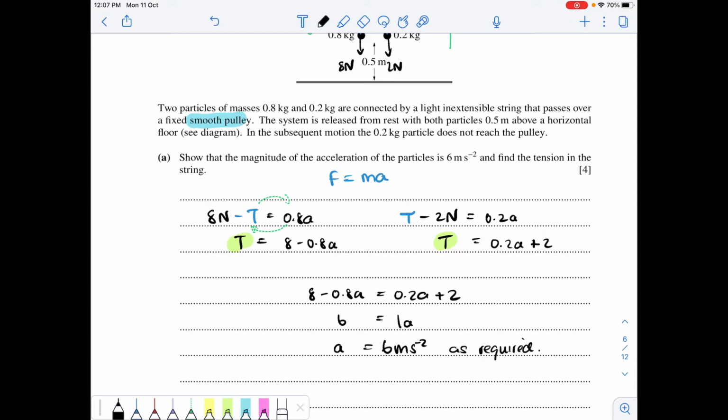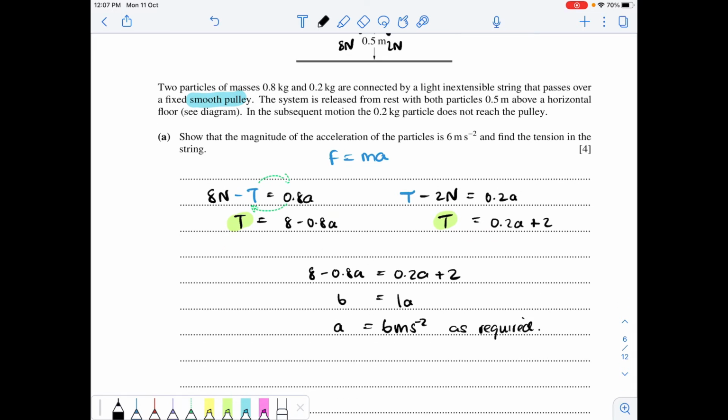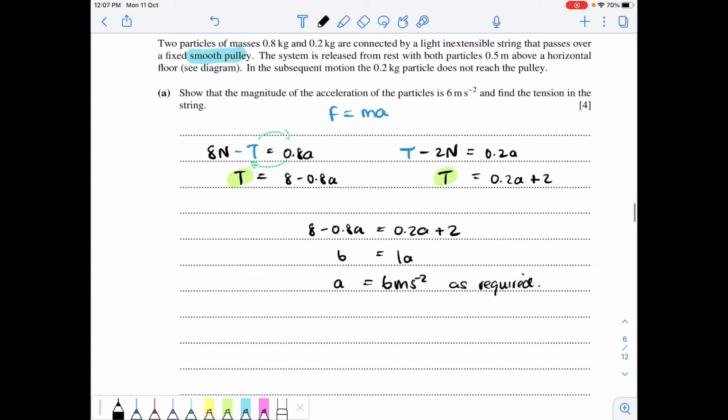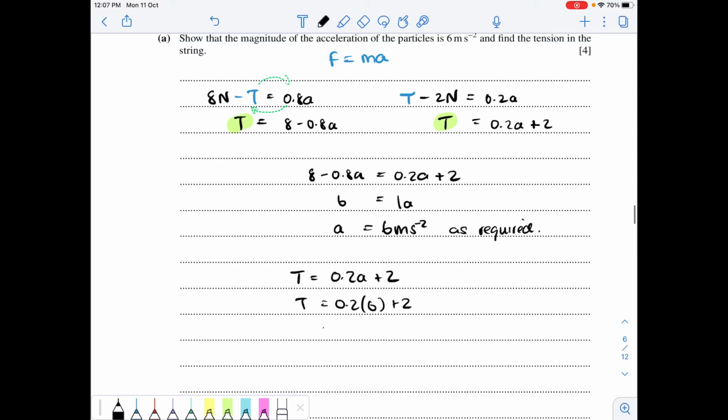Right, all we need to do now is find the tension in the string, and from the highlighted green part, you can see we have two equations that we can use. So you can use either one. So I'll use the second one. So I'll say that T is equal to 0.2a plus 2. We know that a is equal to 6. T is equal to 0.2 times 6 plus 2. That's going to give me 1.2 plus 2, which is 3.2 newtons.